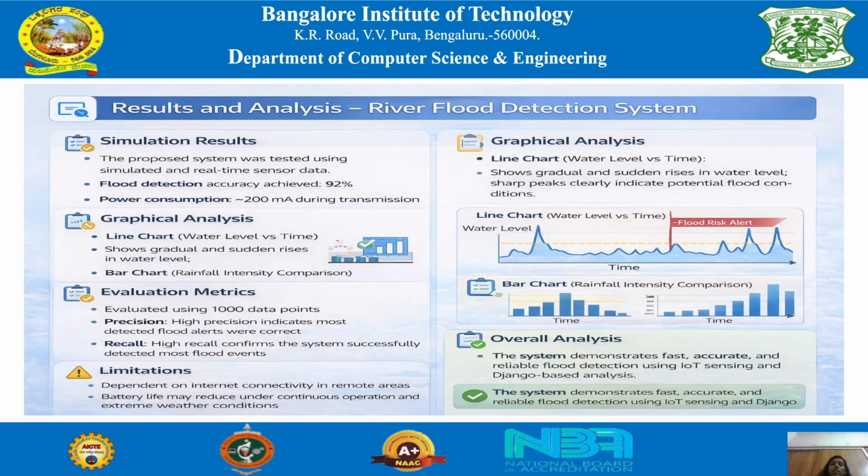These are the graphical analysis where a line chart is shown with the water level and the time. It shows a gradual and sudden rise in water level. Sharp peaks clearly indicate potential flood conditions. So this is the line chart, this is the bar chart, and this is the overall analysis of it. The system demonstrates fast, accurate, and reliable flood detection using IoT sensors and Django-based analysis.